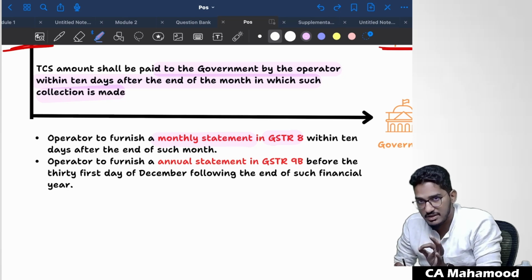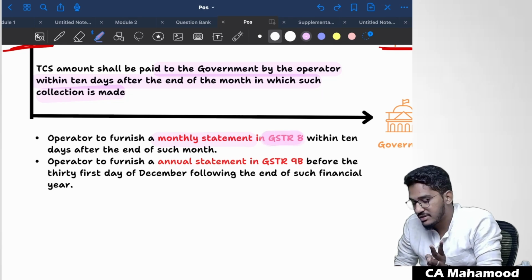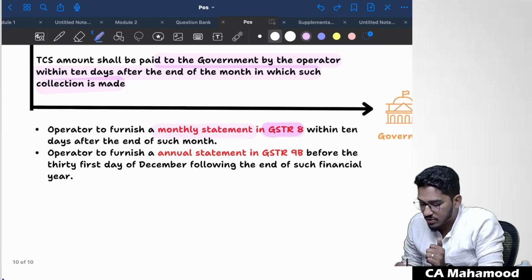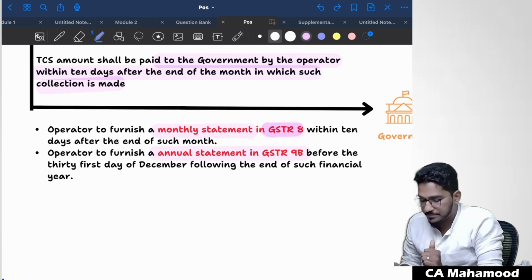Each month he has to file the GSTR 1. Not GSTR 1, GSTR 8, sorry. Every e-commerce operator is required to compulsorily furnish one monthly statement, GSTR 8, within 10 days from the end of the month. In addition to that, the e-commerce operator is also required to furnish one annual statement in GSTR 9B.